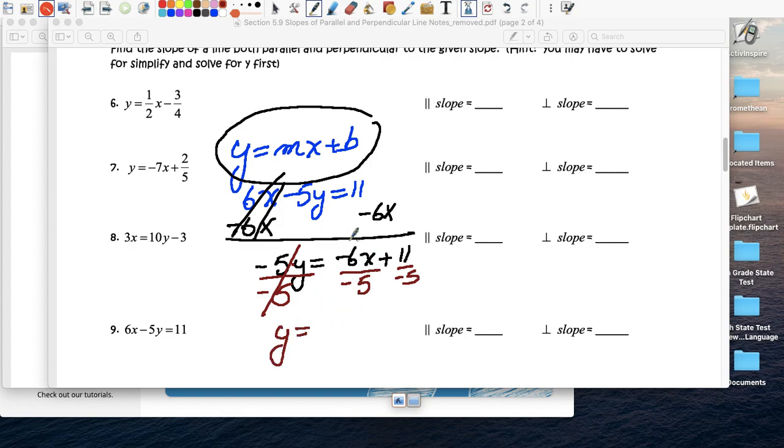And on the other side, we can make some of this a little bit simpler. So it's negative divided by negative, so it's a positive, and it just becomes 6 over 5x. And then 11 positive divided by negative, it's going to be negative, and we just write it like that. That's my y-intercept. So now that I rewrote this in slope-intercept format, what is the slope? 6 over 5. So a line that's parallel to this would also share 6 over 5 slope. And a line that's perpendicular to this would have the reciprocal, but negative.